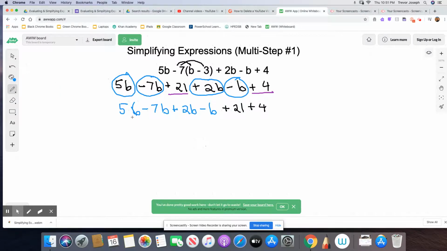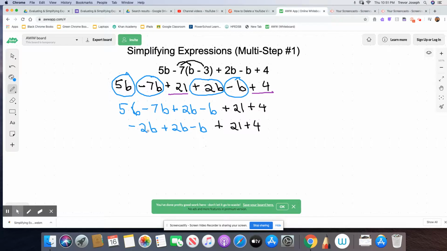This is a b, pretend for me, all right? So 5b take away 7b is going to give me -2b plus 2b, subtract b. And if I am going to do that, might as well just do this too. Okay, if I'm going to do that, let's see if we can calculate the rest.